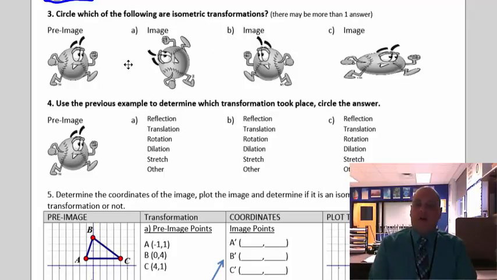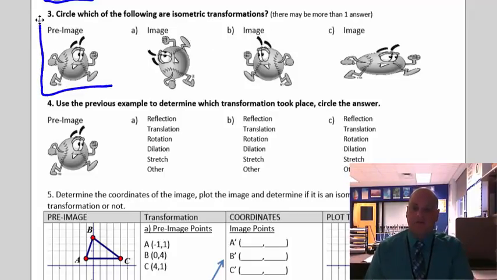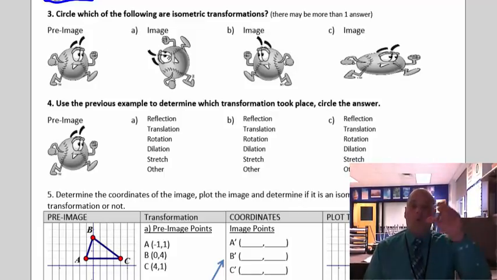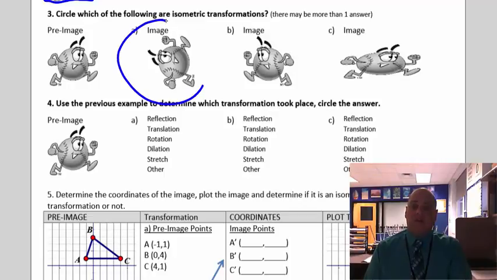All right, so here we go. Circle which of the following are isometric. Pre-image is right here. That's the pre-image. We're not circling, I'm just trying to highlight it for you. All right, so A, B, or C? Well, A, same image, just rotated. So yes, that is isometric.